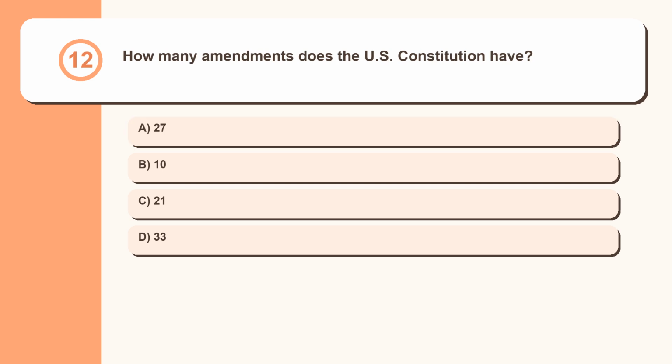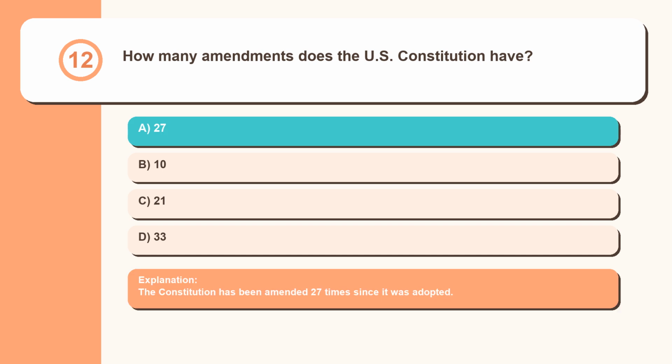Question 12. How many amendments does the U.S. Constitution have? 27, 10, 21, 33. The Constitution has been amended 27 times since it was adopted.